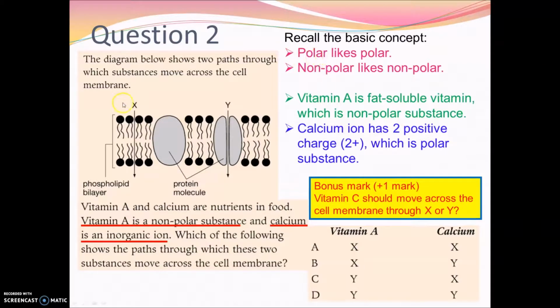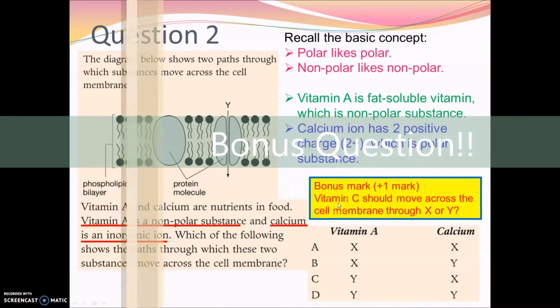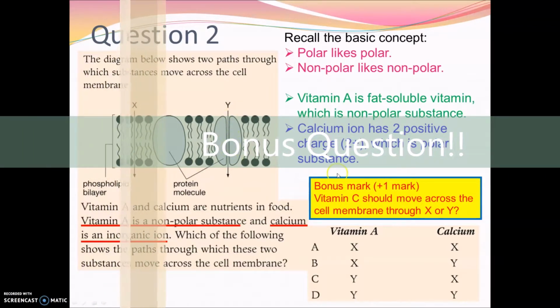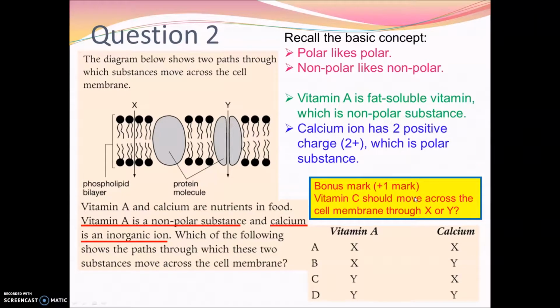After you know which part is polar and which part is non-polar, you will know whether vitamin A and the calcium ion can pass directly through the phospholipid bilayer, or whether they need the protein molecules to carry them across the cell membrane. That's for vitamin A and calcium. And one more bonus mark I would like to give you: if you can tell me whether vitamin C moves across the cell membrane through path X or path Y, I will give you one more bonus mark. So that's question 2.